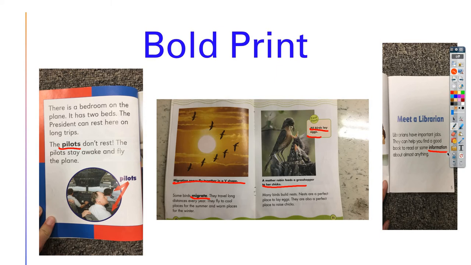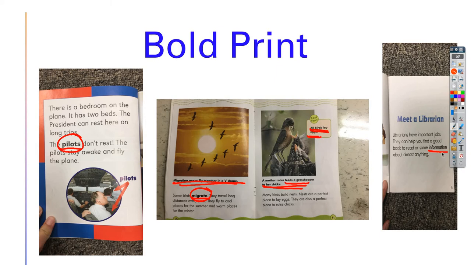Good. They make the words bold or dark to show you that, hey, these are important words that you need to know. So they're trying to say that the word pilots is an important word. They want you to know what it means in this story that you're reading. Over here, this is the word migrate. And they want you to know that, hey, migrate is an important word. And they're also showing you that these things are important, that you need to read them.